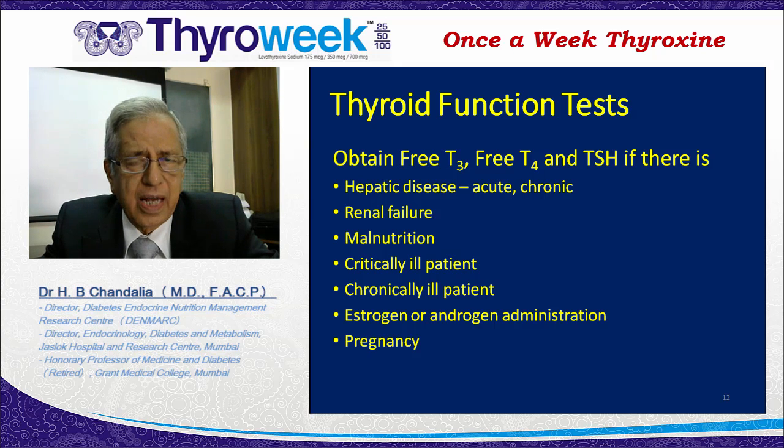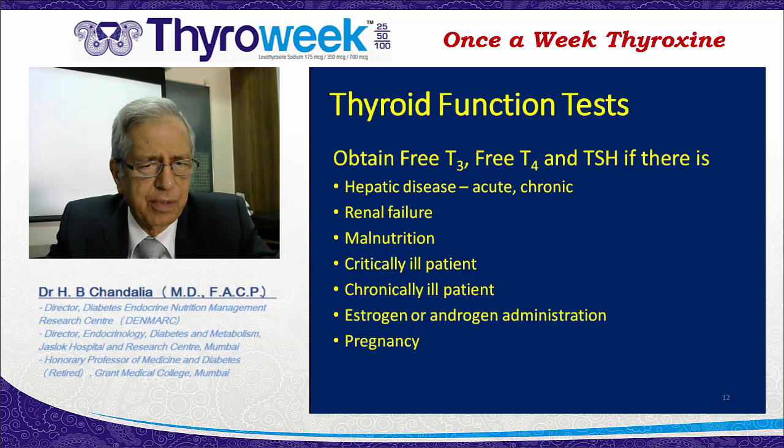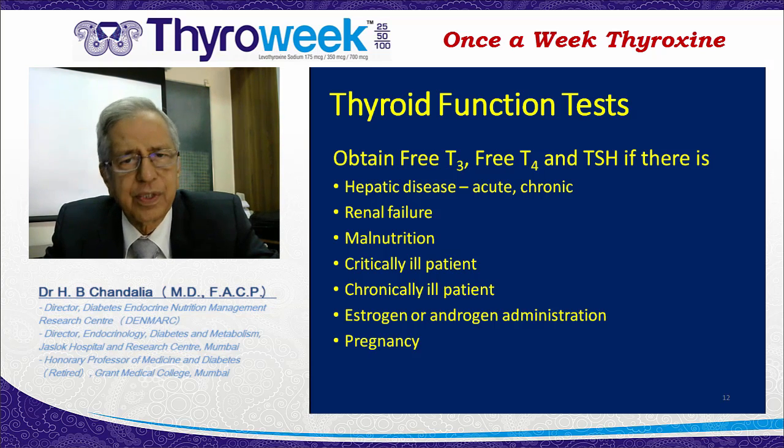So for thyroid function tests, normally we measure the T3, T4 and TSH, but in the presence of hepatic diseases, renal failure or malnutrition, and of course in critically and chronically ill patients where again there is hypoalbuminemia, free hormone measurement matters. And last of all, remember that excessive levels of estrogens or androgens, and excessive estrogens occur in pregnancy, would alter the binding of the hormone and therefore give you false results, and it becomes imperative in these situations to measure the concentration of free hormone.